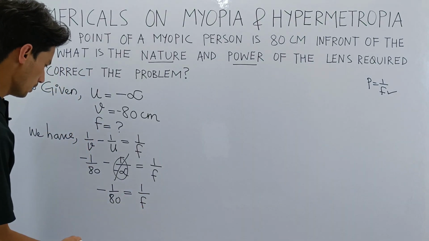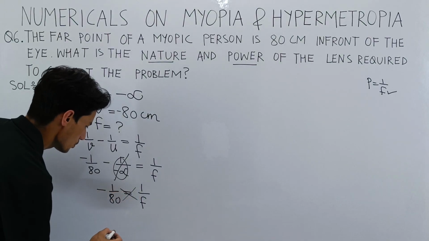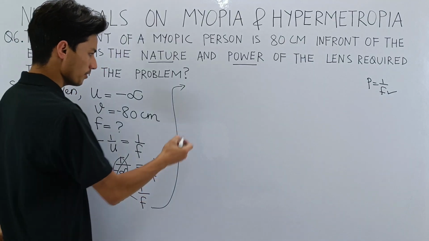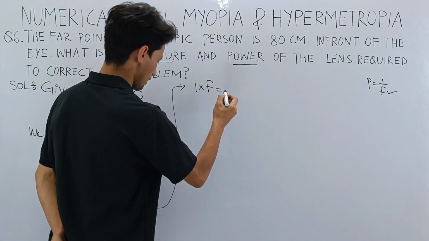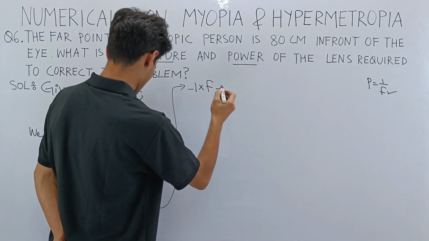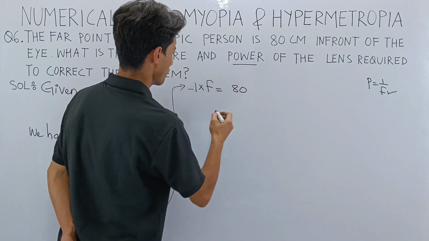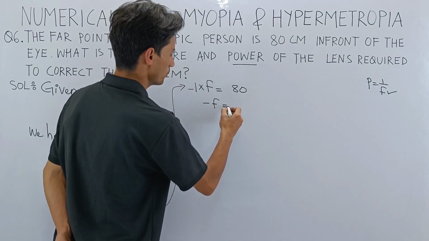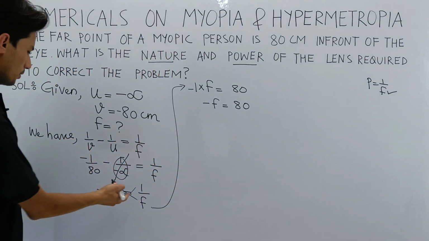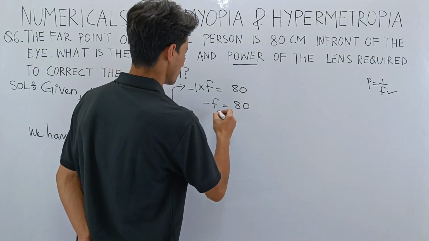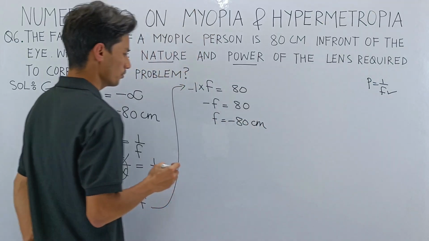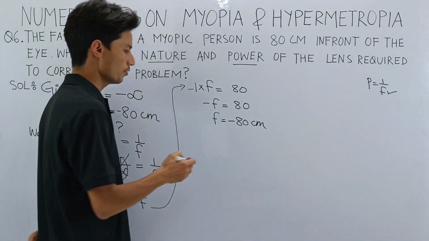So what will happen? Cross multiplication will take place. So 1 into f, which will be minus 1 into f, and it will be 80 into 1, which will be 80 only. So minus f is equal to 80. Yes, 1 into f and minus 80. So the focal length is equal to minus 80 centimeters. Don't forget the unit, it's 80 centimeter. So we have got the focal length.